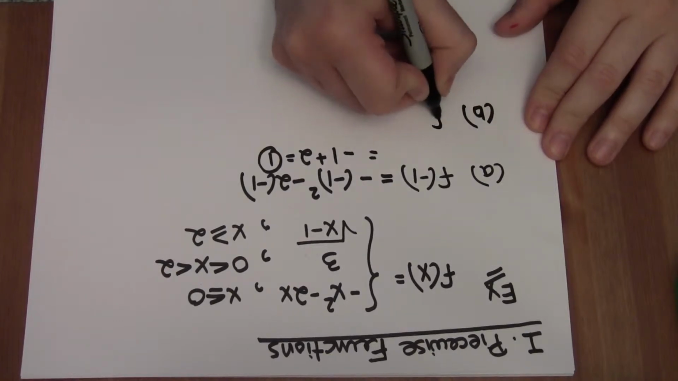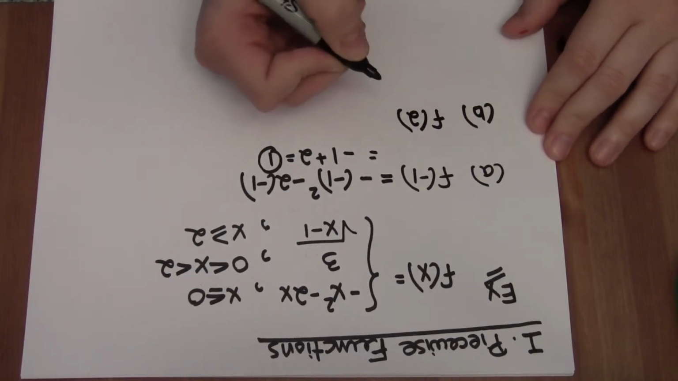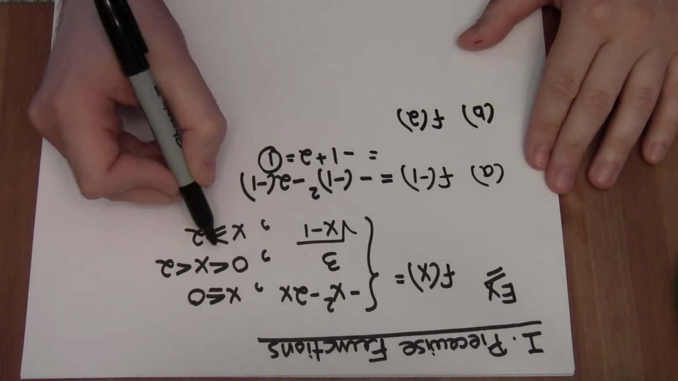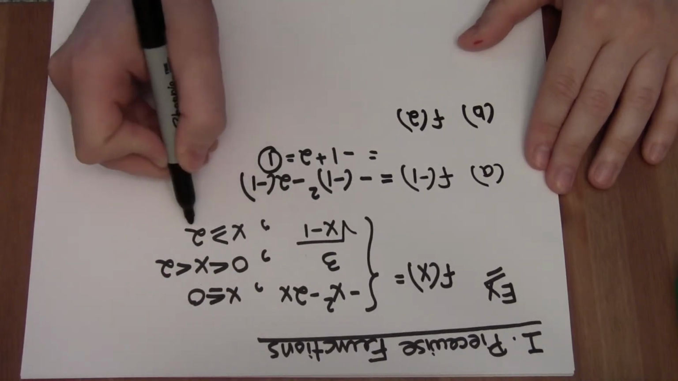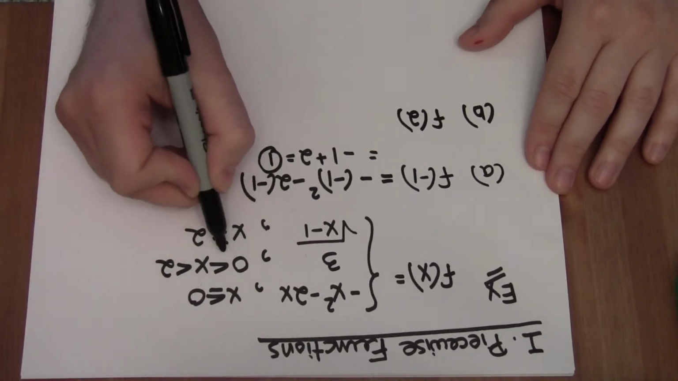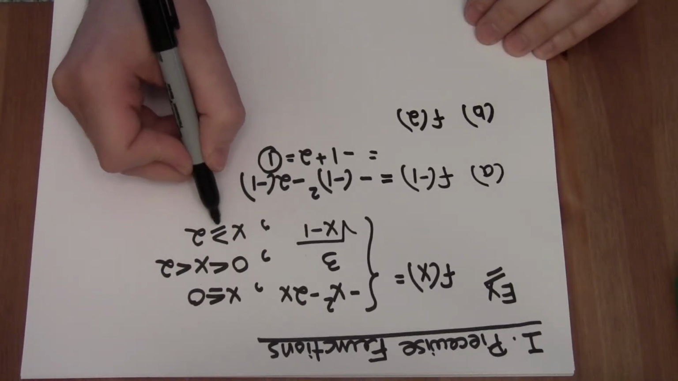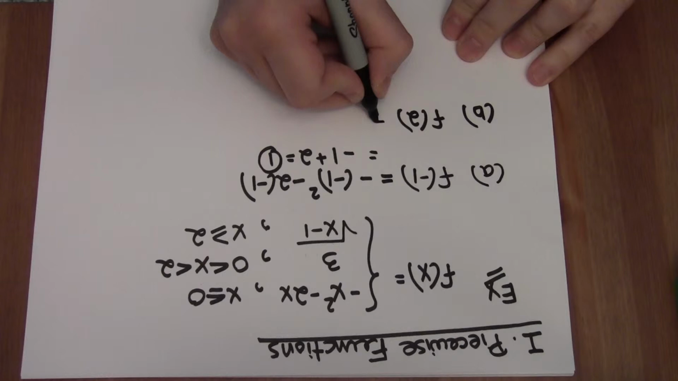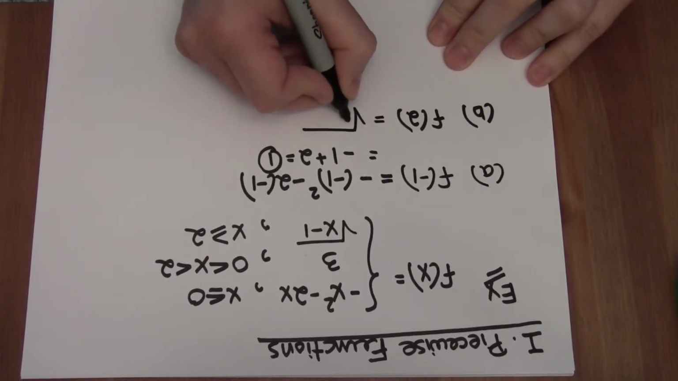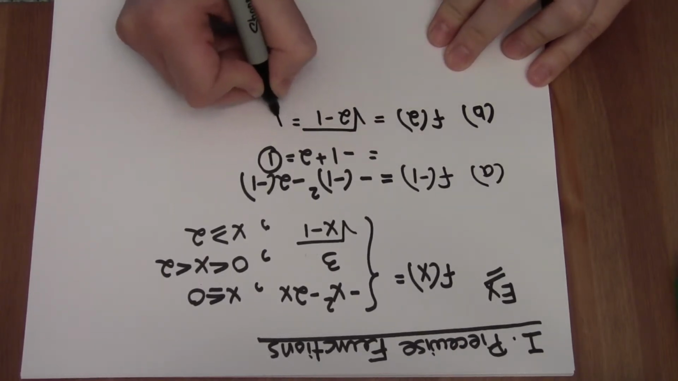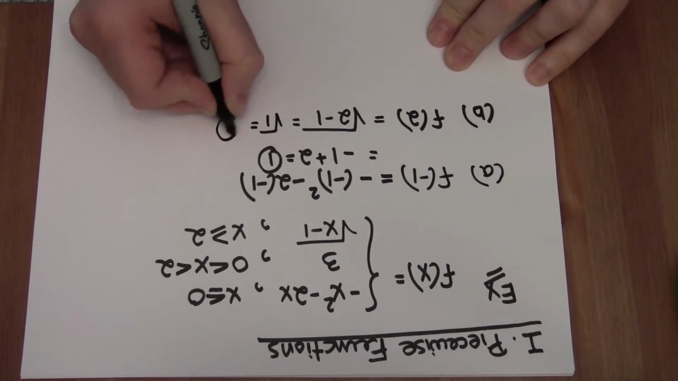Part B, f of 2. Well, 2 is right on the boundary between this interval and this interval, but the middle interval is only good for x values less than 2, while the bottom one is for greater than or equal to 2. So I'll plug into the bottom piece there. f of 2 is the square root of 2 minus 1, square root of 1, or just 1.